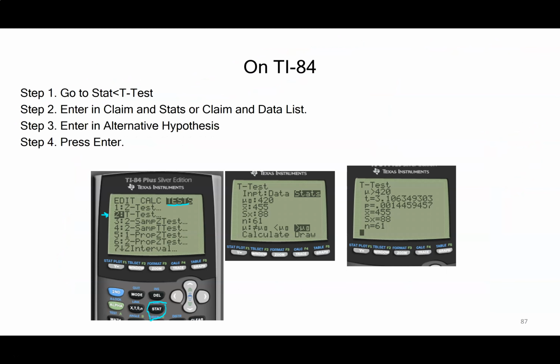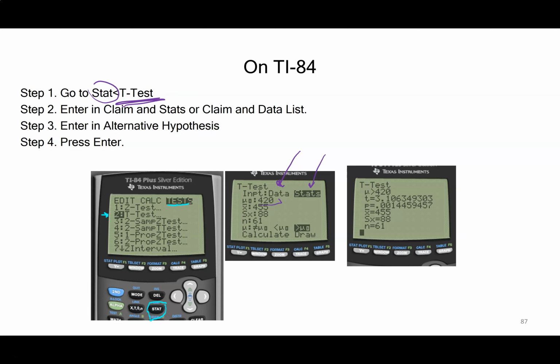So if I want to do this on a TI-83 or 84, you can go to stat. They conveniently have a function called t-test. And so then you can either input the data if you have all of the data in a list, or you can put in the stats.